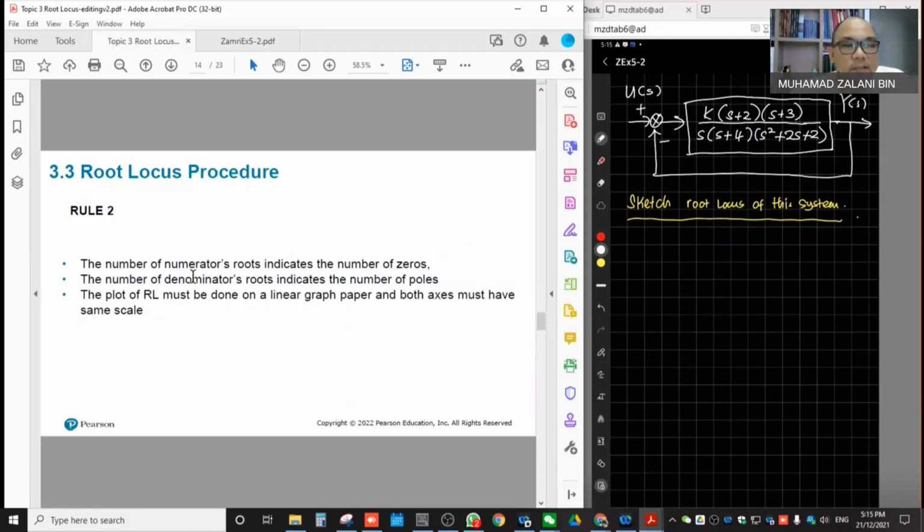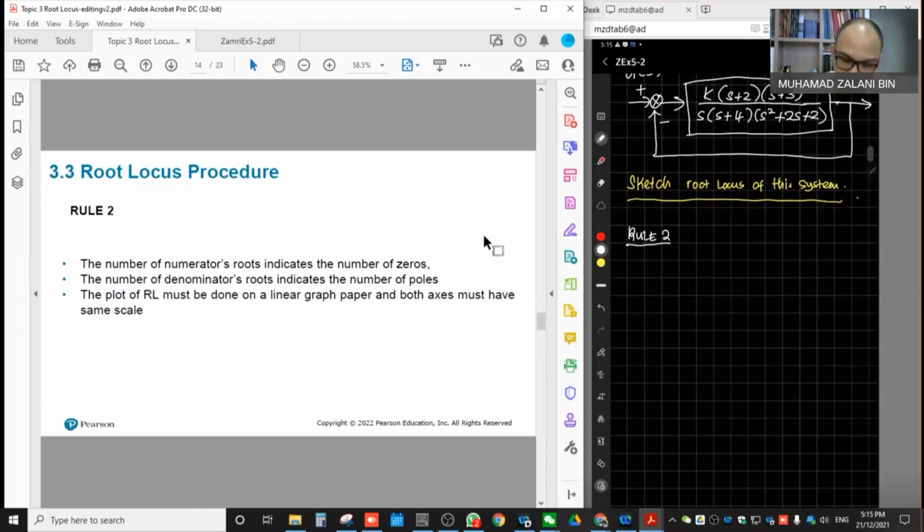The number of numerator's roots indicates the number of zeros. The number of denominator roots indicates the number of poles. So for rule number 2, we need to find the numerator's roots and also the denominator's roots. Rule 2, to find the numerator roots and also denominator roots. We'll start with the numerator roots.